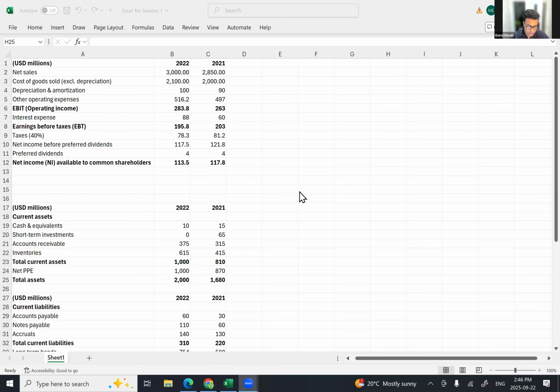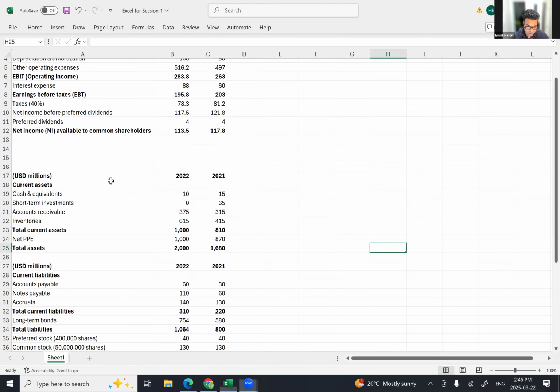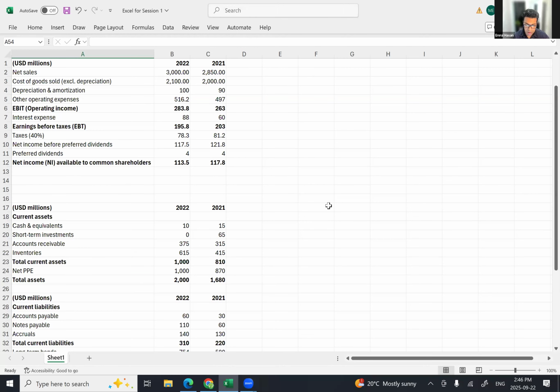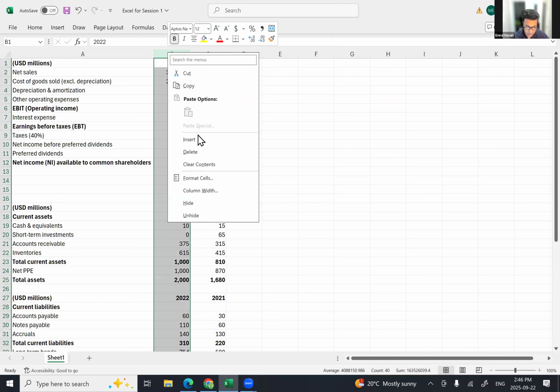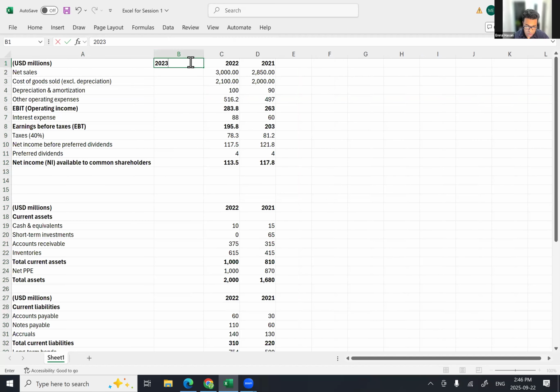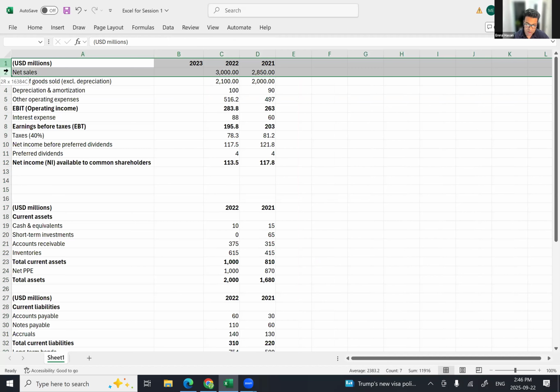Okay, so you can see we have the income statement here on the top for 2 years. And then we have the balance sheet starting from here, and then the other information if we need them. So the main point is calculating EFN, which is external funding needed. So for that, we have to project 2023.